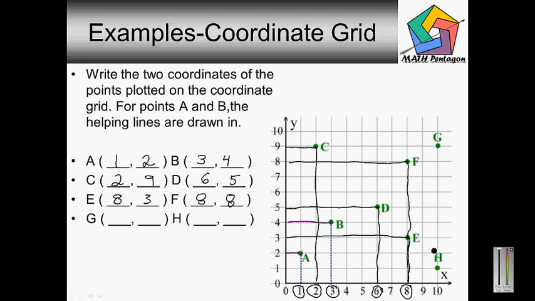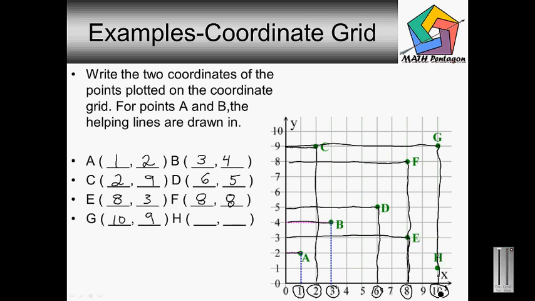For G, the x-axis would be 10. So we go all the way up. And we go to the left to find the y-axis. So it hits the 9 y-axis, the G. So the G x-axis would be 10, and the G y-axis would be 9.